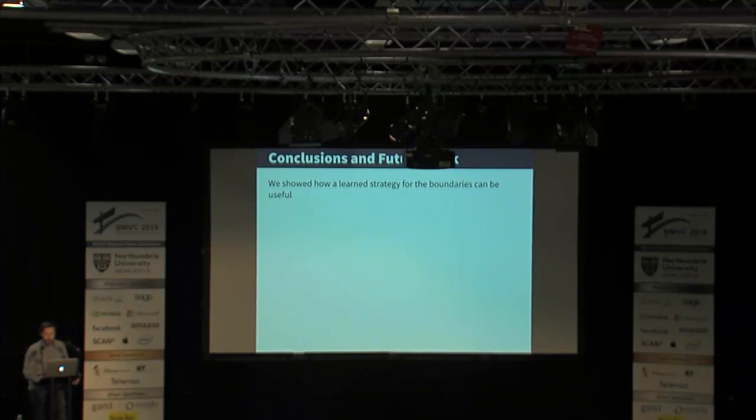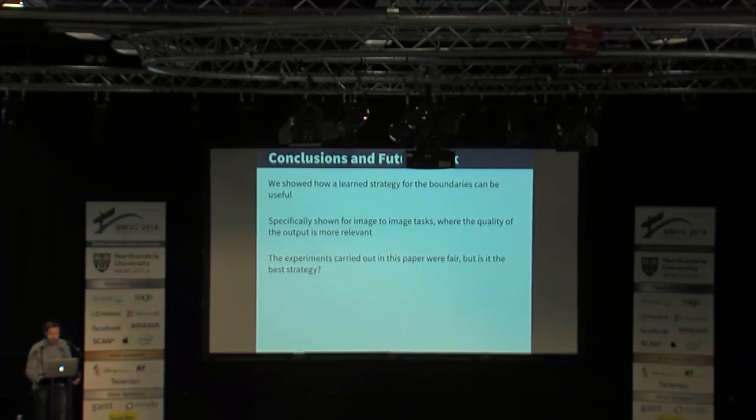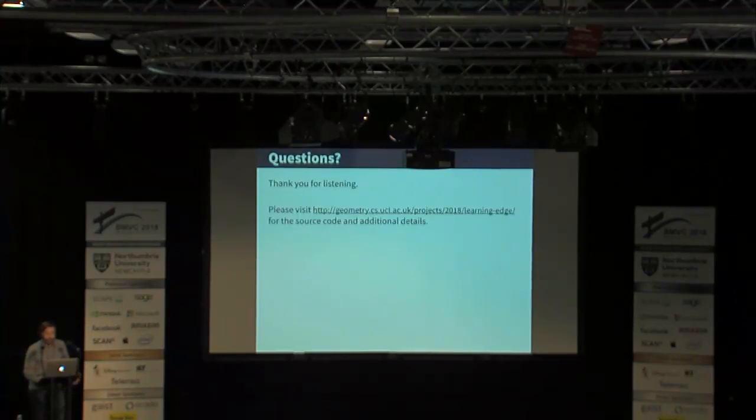In this work, we try to show how a learned strategy for the boundaries can actually be useful. We demonstrated its effectiveness on image-to-image tasks where the quality of the output is more relevant. And an important note is that while all the experiments were fair in terms of the amount of training that was received, as the kernels associated with edges and corners are seeing way less data than their counterparts, they could probably benefit from a training procedure that actually takes this into account as well. Thank you for listening. Any questions?